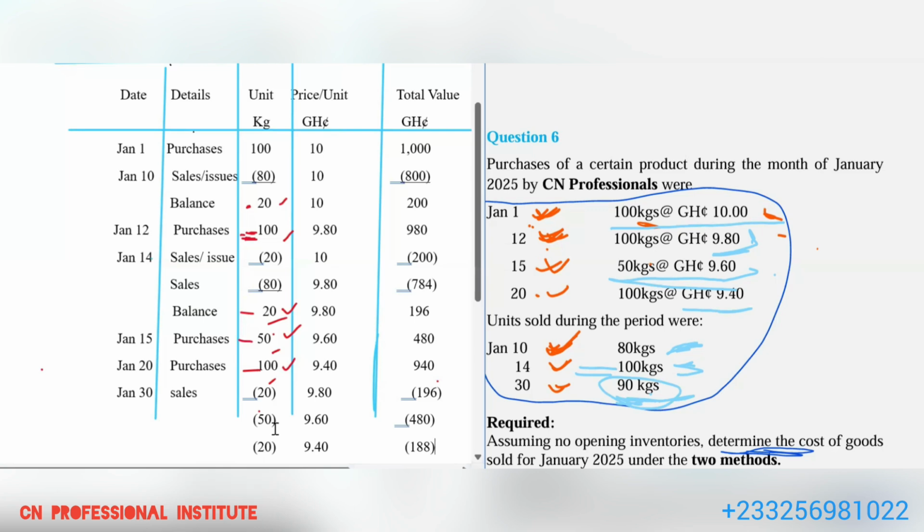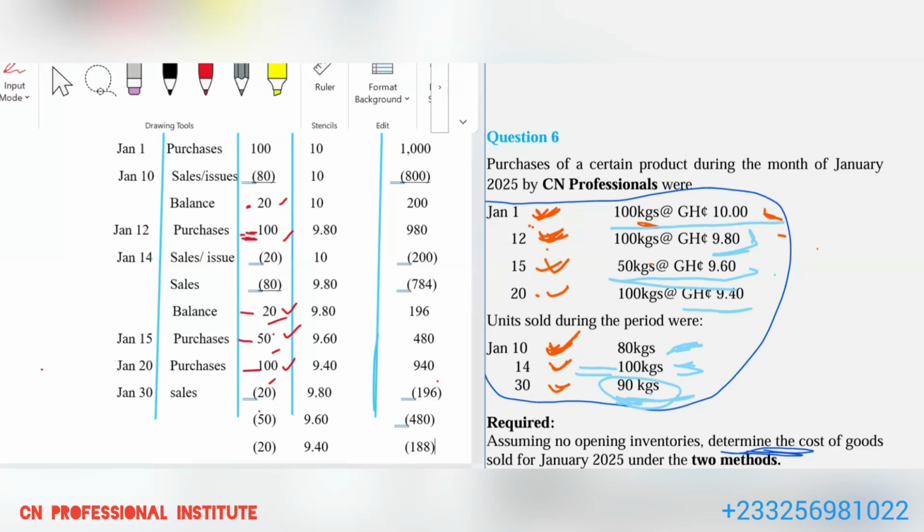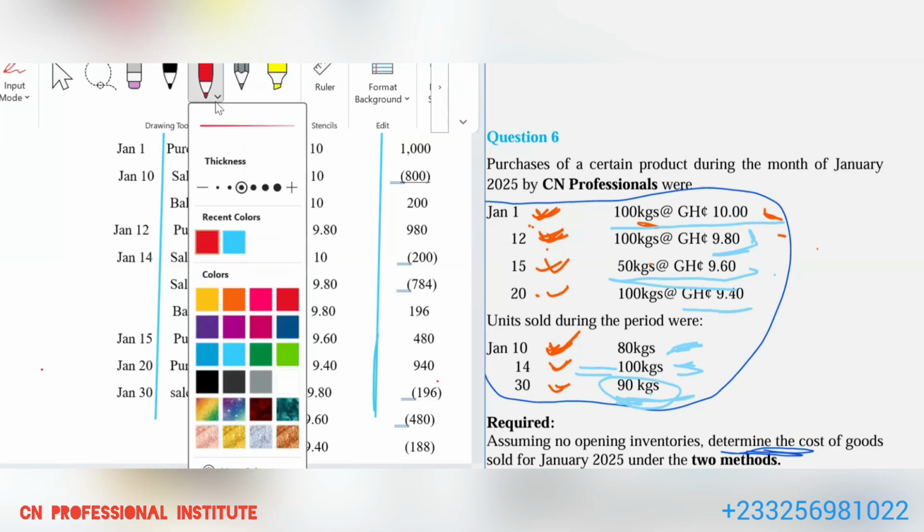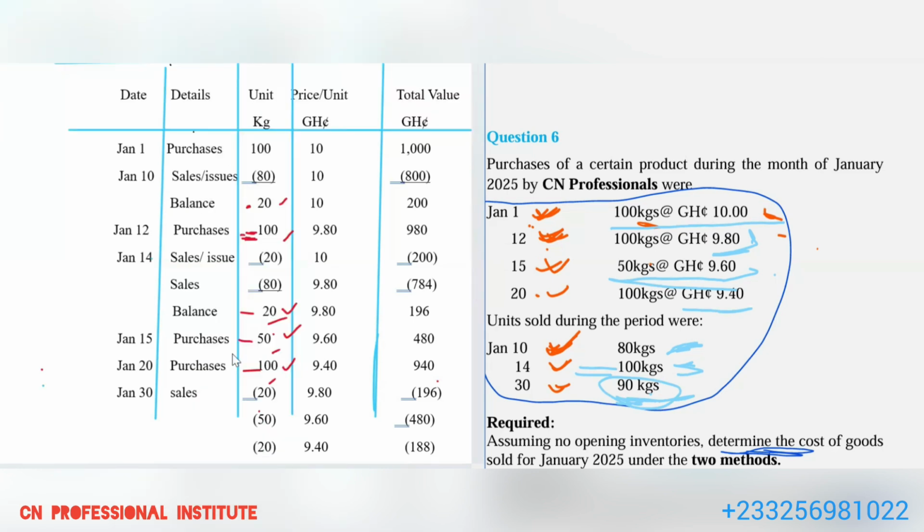That's it. So you see that we've sold the units that we had to sell, right? We said we sold 90 units. First of all, we had to sell this 20 first. We had to sell this 50, making 70. And out of this 100, we'll sell 20. So that's what we did down here.